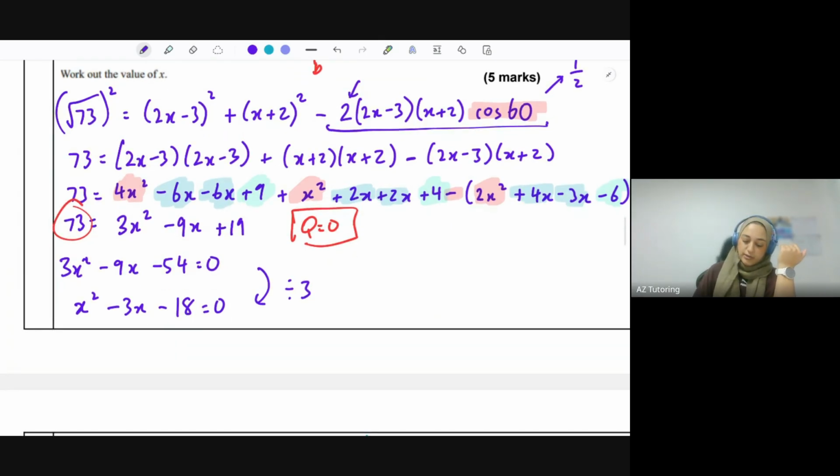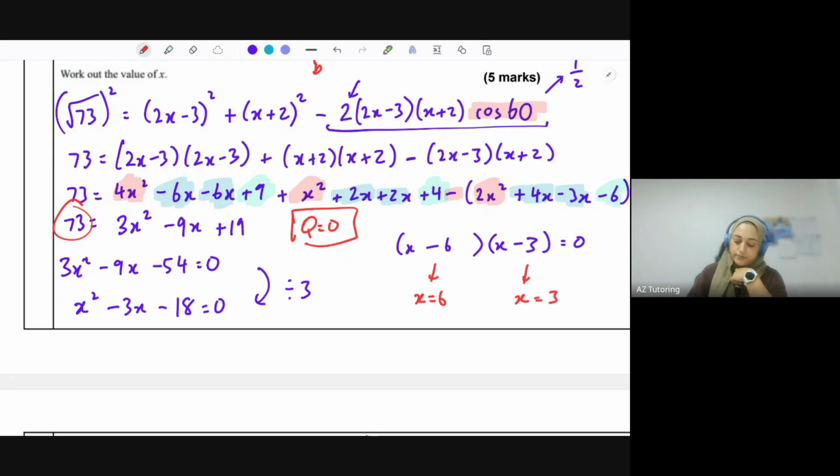So I can factorize that. 2 numbers that times to give me minus 18 and add to give me minus 3, or you can use the quadratic formula method if you want. We get x minus 6 and x plus 3. So therefore, our 2 answers to x, we get x equals 6, or x equals minus 3. Minus 6 times 3 is minus 18, minus 6 plus 3 is minus 3, yeah. Okay, so we get x equals 6, or we get x equals minus 3.